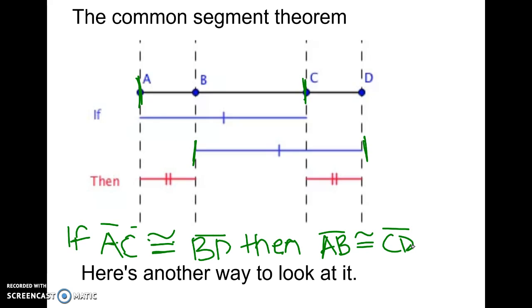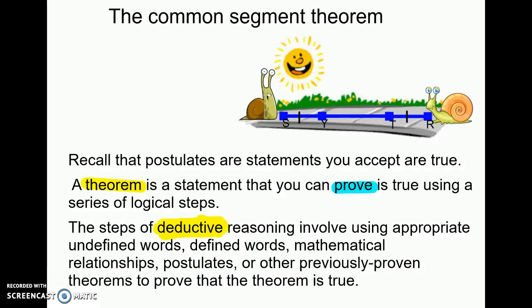So if the two longest pieces are congruent, they're sharing this piece in the middle. So obviously that piece is congruent to itself, and the two little outside pieces left over are congruent. So if AC is congruent to BD, then AB is congruent to CD. So that's our theorem. This is our first theorem.